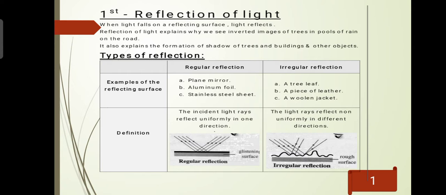So in regular reflection, the incident light ray reflects uniformly in one direction, like that. The light rays fall and are reflected in one direction. While in irregular reflection, the light rays are reflected non-uniformly in different directions, like that.